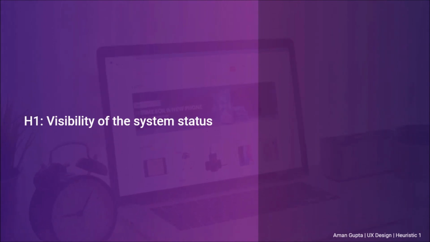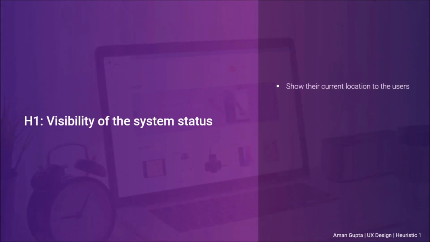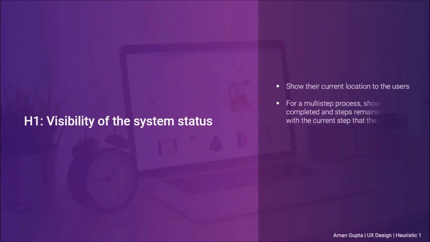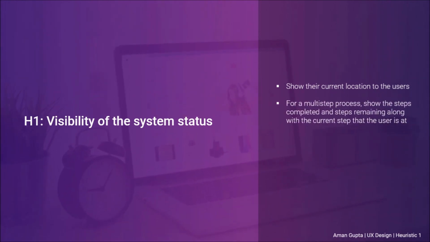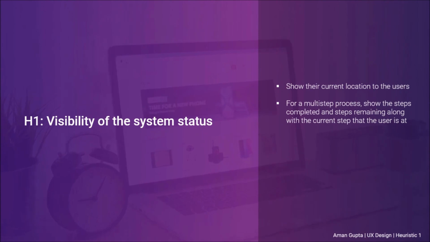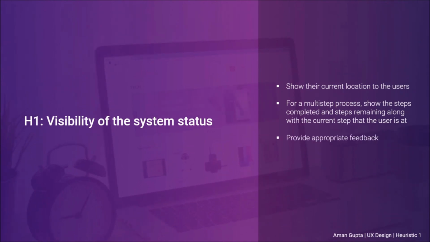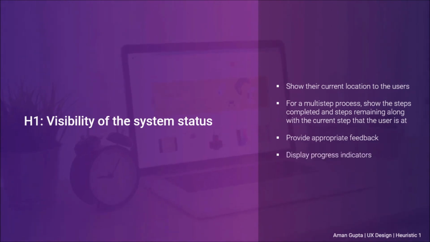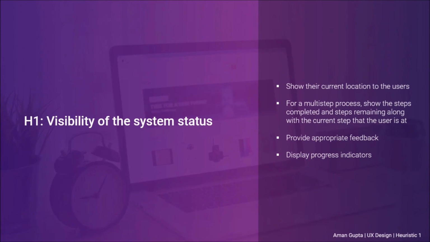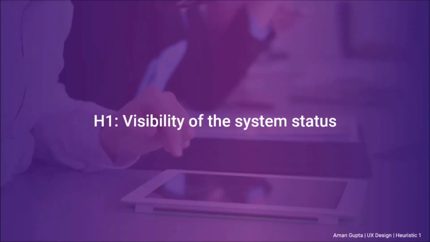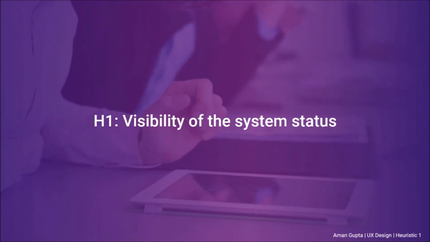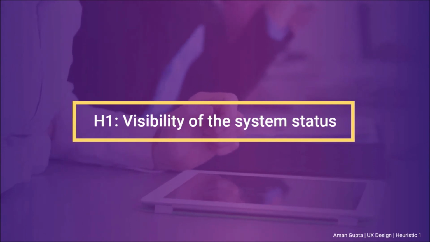To implement this heuristic, show their current location to the users. In a multi-step process, show the steps completed and steps remaining along with the current step that the user is at. Provide appropriate feedback, display progress indicators, and show available contextual actions to your users. This was all about the first heuristic, visibility of the system status.